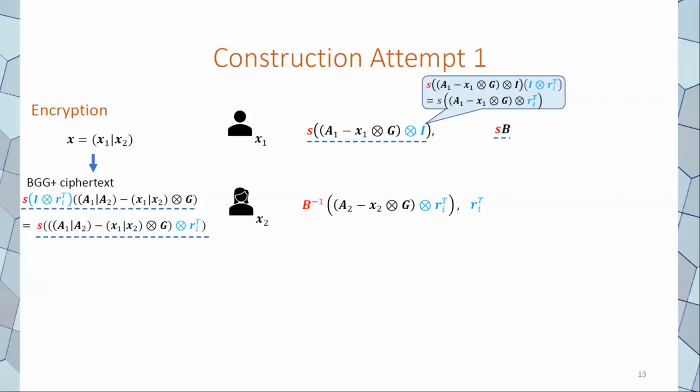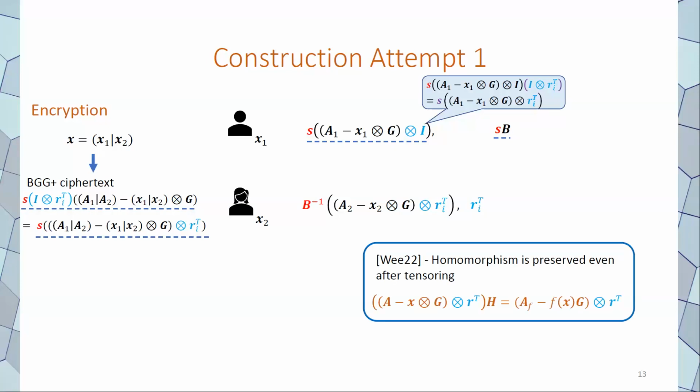So we need to verify whether the homomorphism still holds, which indeed it does. That is, A minus X tensor G, when tensored with R transpose and right multiplied by little h, gives us again AF minus FXG tensor R transpose. So this in fact works, and there is no direct attack on this, but when we try to formally prove the security, we are stuck at one point.